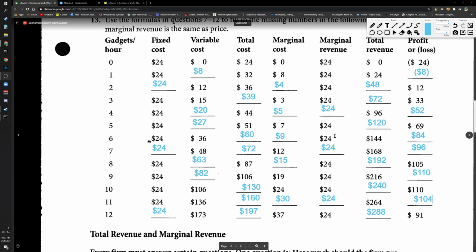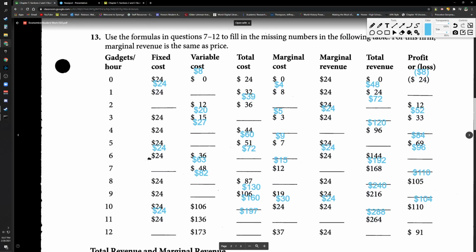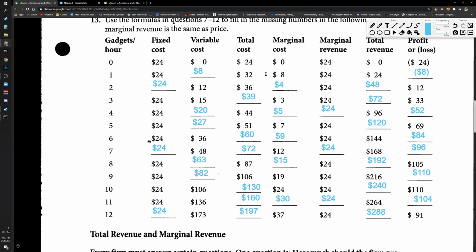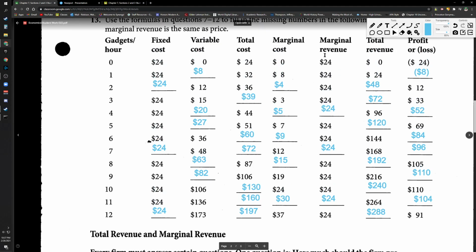Now, marginal revenue is right here. And if you look at the assignment itself, it tells you that for this firm, marginal revenue is the same as price. I hope you looked at the instructions. Otherwise, you might not know this because this doesn't have to be fixed. It could be different. But for our purposes for 13, it is the same.